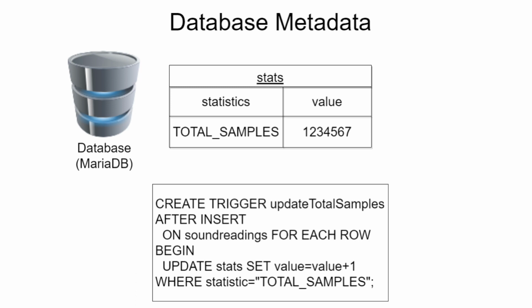And the way that we update this is, every time a new sample is put in the database, this trigger below fires and increments the total samples that you see in the metadata table above. So basically, rather than asking the database to count every single element, we can just go ahead and grab this one number and display the total samples recorded.